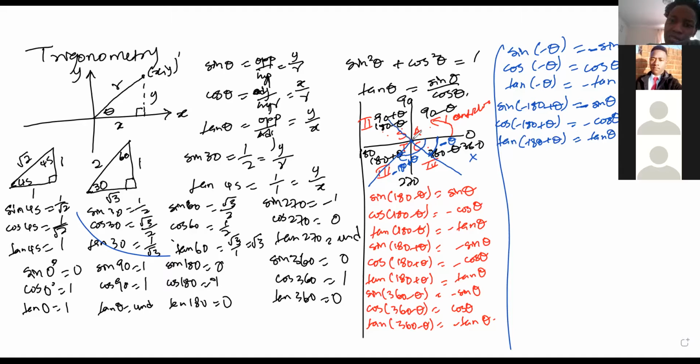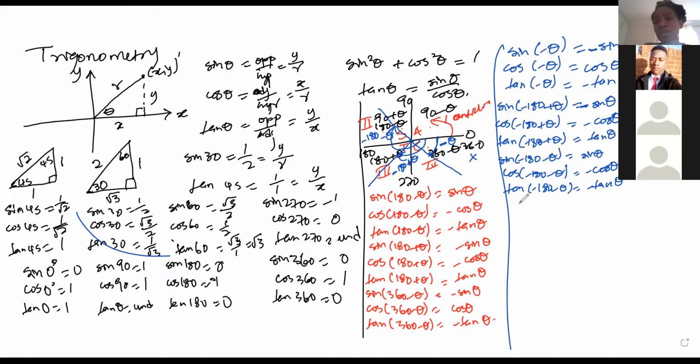Then let's go to the second quadrant. That will be negative 180 minus theta. So sine negative 180 minus theta becomes positive because sine is positive there. Cos negative 180 minus theta is negative because cosine is negative there. Tan negative 180 minus theta becomes negative because tan is negative there. Okay, so that is that.